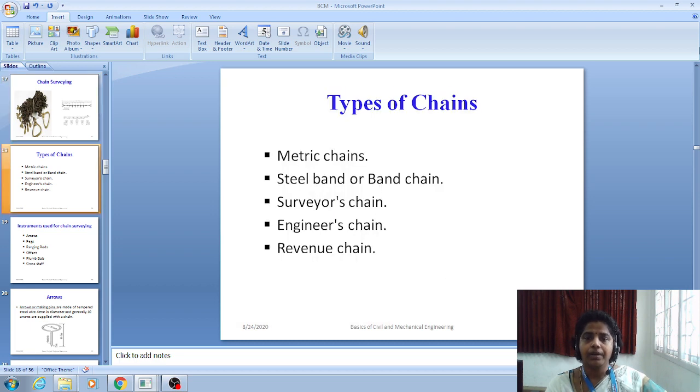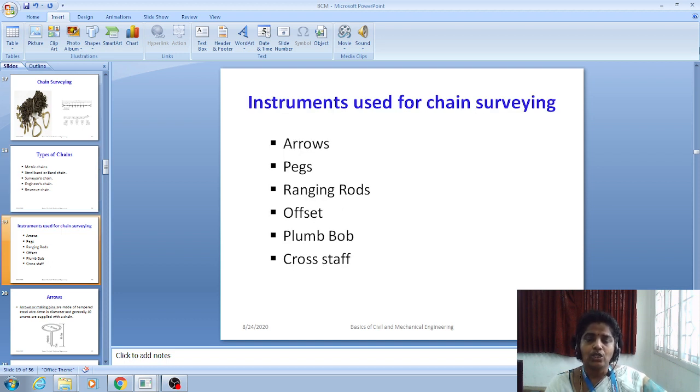Next, what are the types of chains? Metric chain, steel chain, surveyor's chain, engineer's chain, revenue chain. Okay, what are the instruments used for chain surveying? We have six instruments used for chain surveying. First are arrows, pegs, ranging rods, offset, plumb bob, and cross staff.